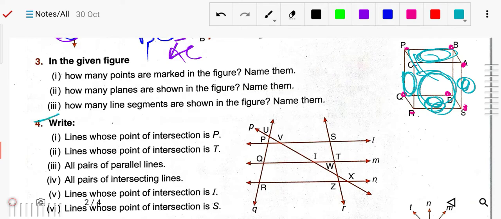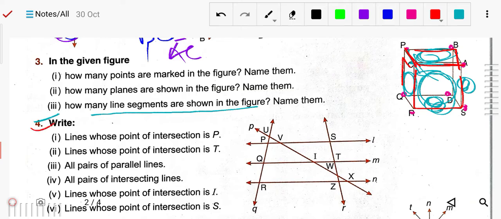Number 4, how many line segments are there. Here you have to count how many line segments. So total line segments are 12. How many? 12. So these line segments you have to write like this: PC, PB, BA, like this, all the line segments you have to write.